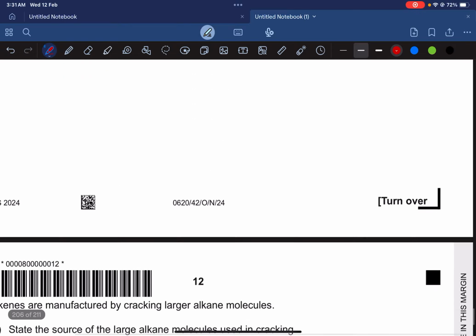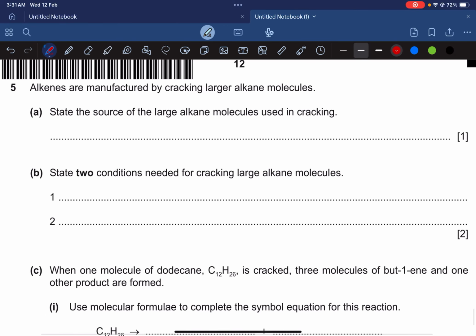Let's move on, which says alkenes are manufactured by cracking large alkane molecules. State the source of large alkane molecules. Where do you get large alkane molecules? You get all of this from petroleum. When you dig out petroleum from underground, you get the large alkane molecules and then you crack them. State 2 conditions needed for cracking.